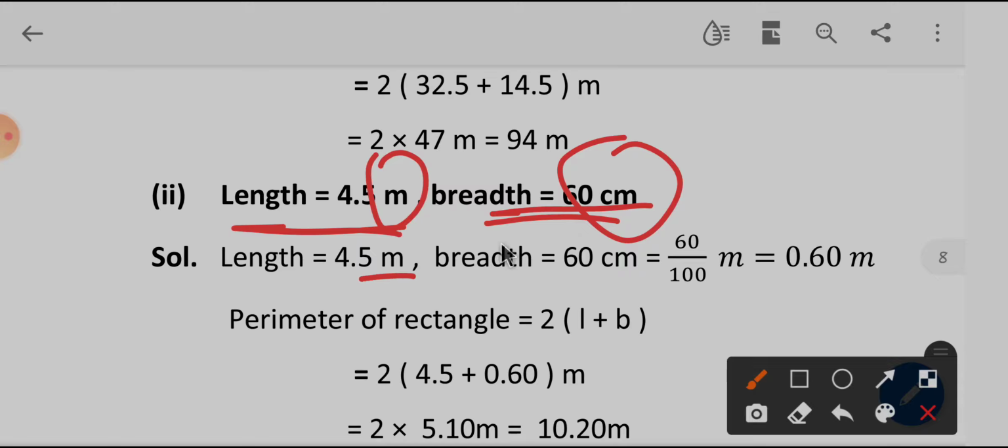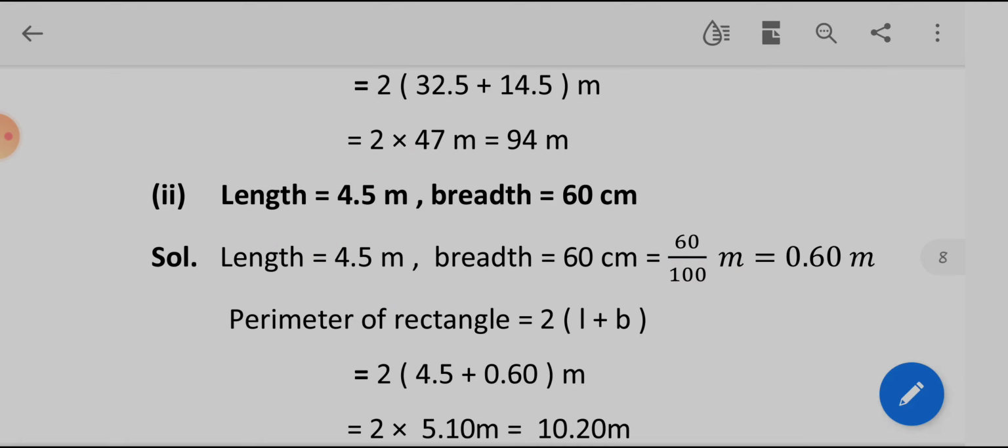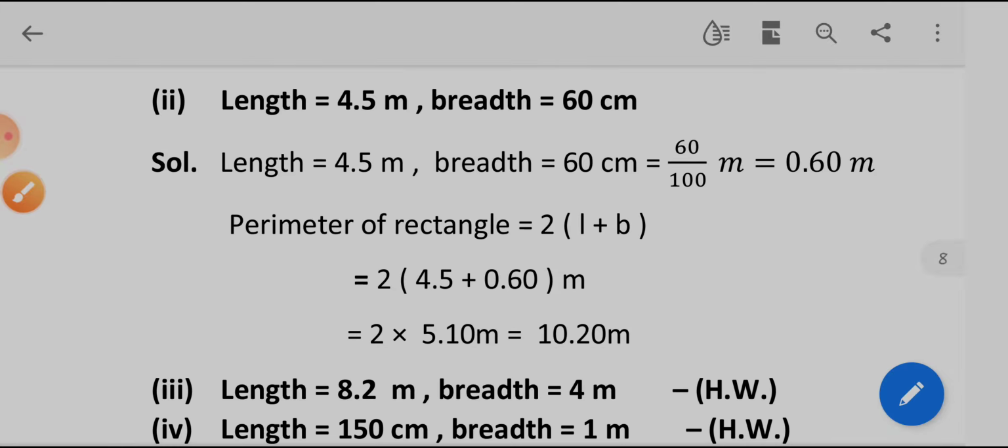But here in this question it is given 4.5 meter. So we will change 60 centimeter to meter. If you want to change from centimeter to meter, we'll divide it by 100. So we can write it as 0.60 meter. Now you can see both are in the same unit. It is also in meter and 0.60 is also in meter. After changing into the same unit, then only we will add.